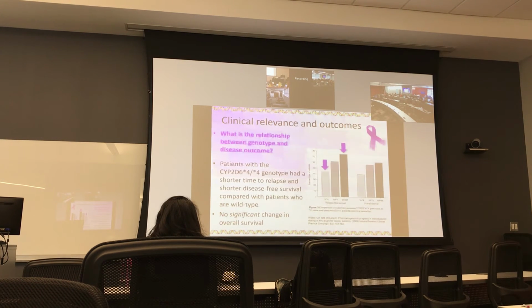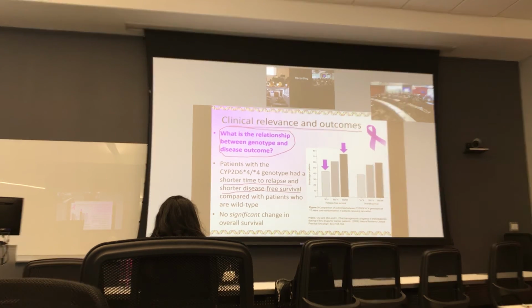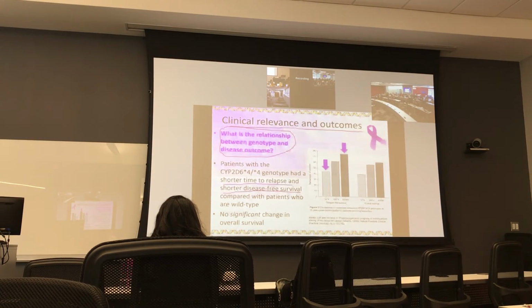So when studies assessed the relationship between genotype and disease outcome, patients with the CYP2D6 STAR4 genotype had a shorter time to relapse and shorter disease-free survival compared to patients with wild type. Now, for overall survival, the study suggested that even though there was a difference with the mutant allele versus the wild type, this difference wasn't statistically significant in overall survival.